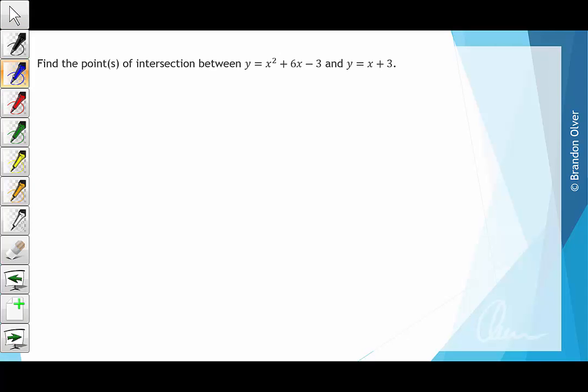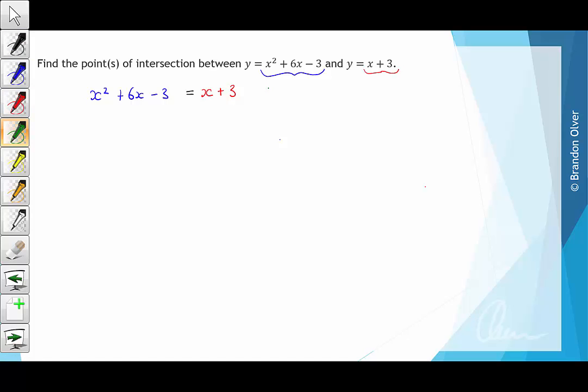In this video, we're going to find the points of intersection between the curve y equals x squared plus 6x minus 3 and the straight line y equals x plus 3. Whenever we want to find the point of intersection or solve them simultaneously, if we've got them both in the form y equals, we can simply equate the two lines. So we can solve this as x squared plus 6x minus 3 is equal to x plus 3.